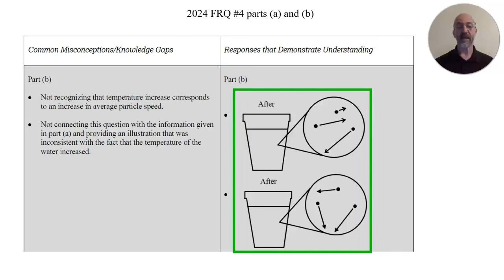And so one mistake was not recognizing that the temperature increase corresponds to an increase in average particle speed. And some students did not connect this question with the information given in part A, and they didn't realize that the temperature of the water was increasing, and they had to show longer arrows. Again, I will show you parts C and D of this question a little bit later in this lesson.